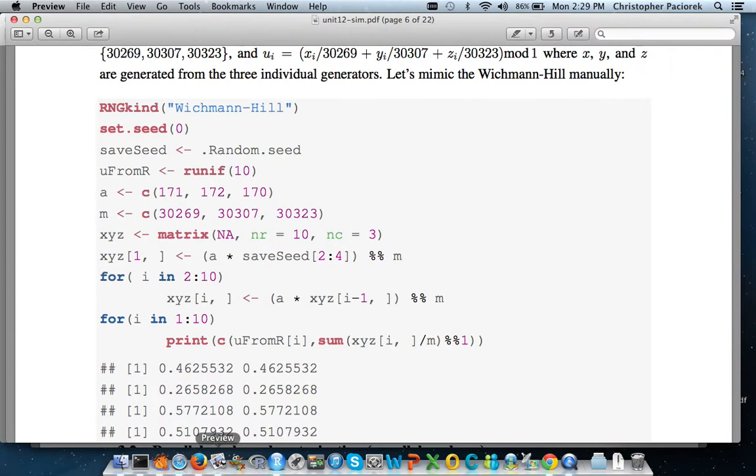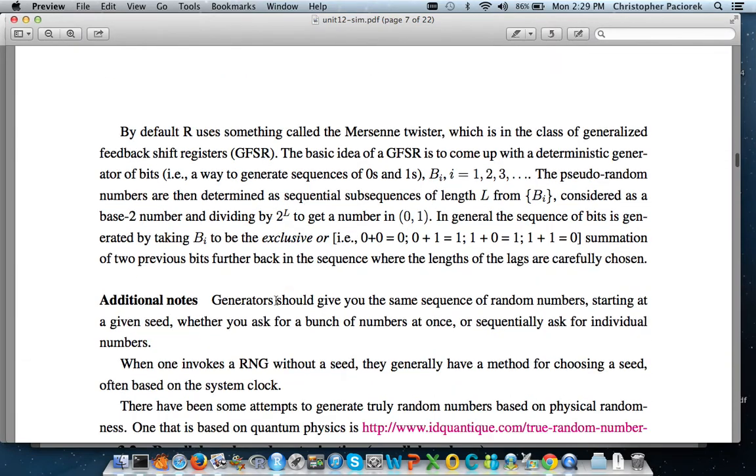All right, let me remind myself where I am here. Okay, so it turns out that the default in R is something that's thought to be somewhat more sophisticated than that Wichmann-Hill one, or those congruential generators in general. What it basically does is, it's called the Mersenne Twister, and it's one of these things called generalized feedback shift registers. So what does that mean?